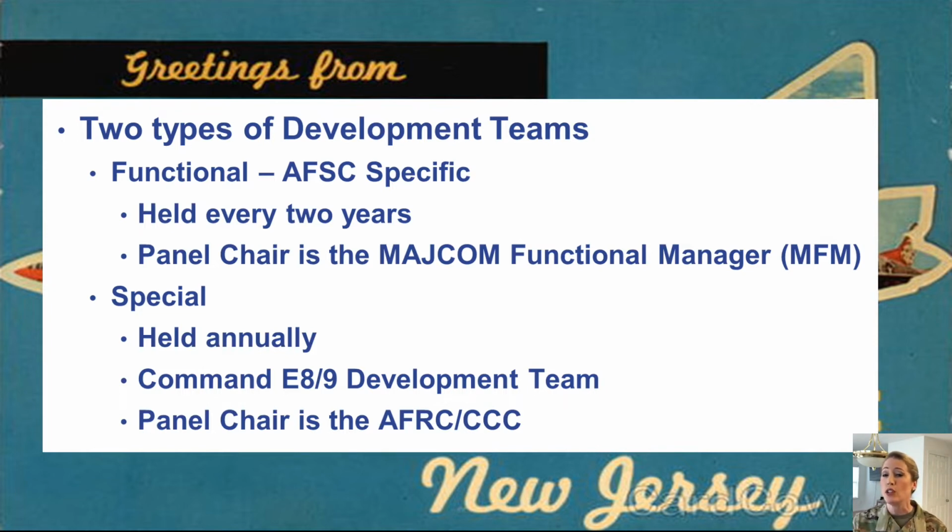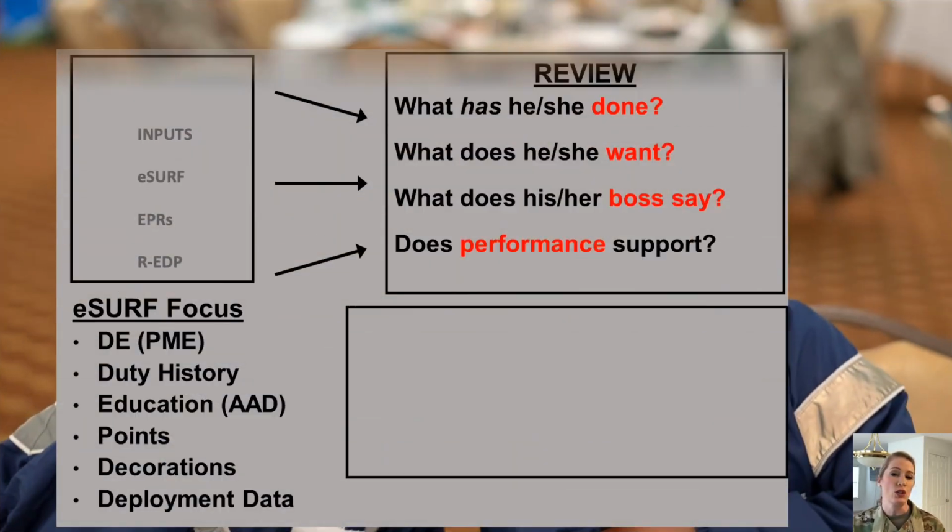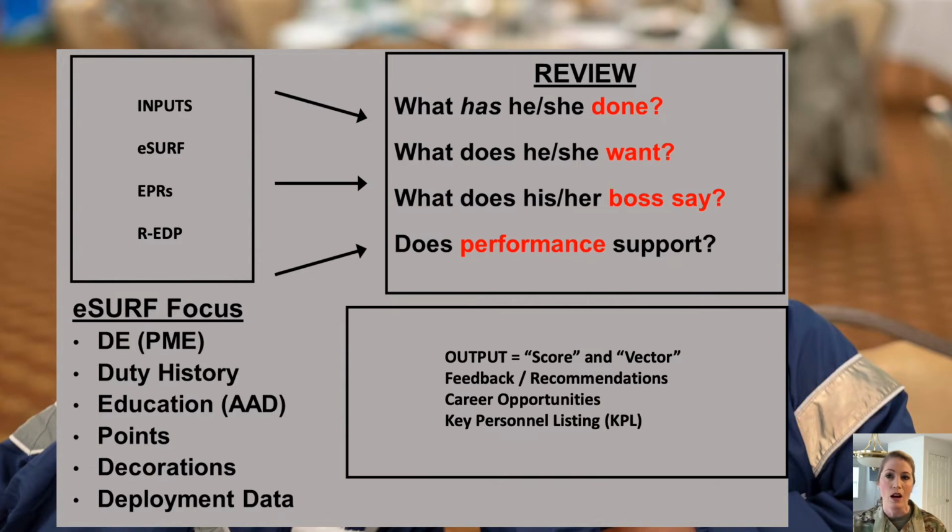When you sit, your package is scored by a development team and you're told you are on a KPL. What does that mean? We're going to dive into that. But first we're going to go into what they look for on the panel. The things we look at: What has he or she done? What does he or she want? What does his or her boss say? And then what does the performance reflect?